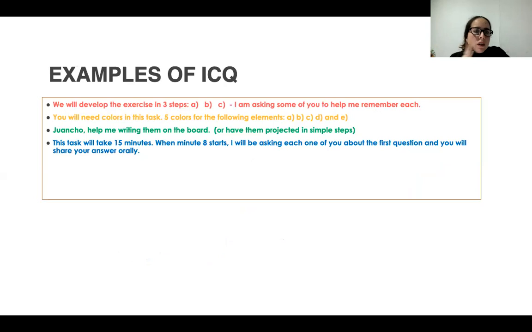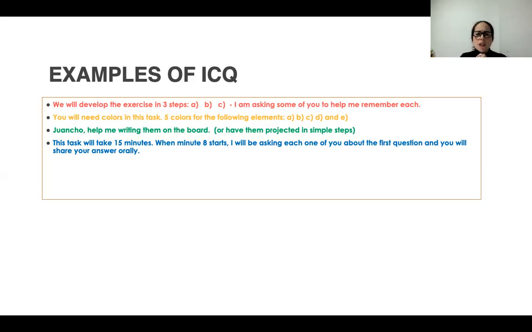The second one, you will need colors in this task. Sometimes we want them to use colors, highlighters. In high school, it's very difficult to have them, for example, bring the highlighters. And sometimes when we do text analysis, we need highlighters. So better to tell them beforehand, or probably the lesson before, that they need highlighters for the particular lesson, so they can attack their moms for their beautiful highlighters she has and then return them home the next day.